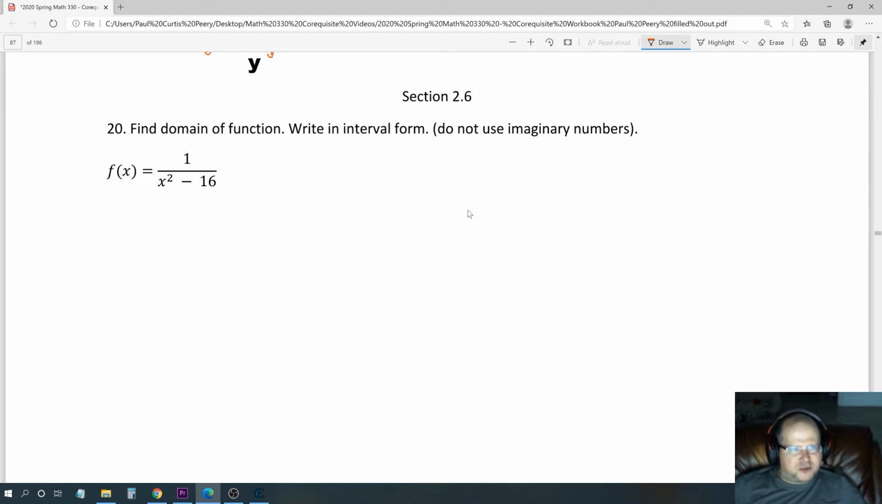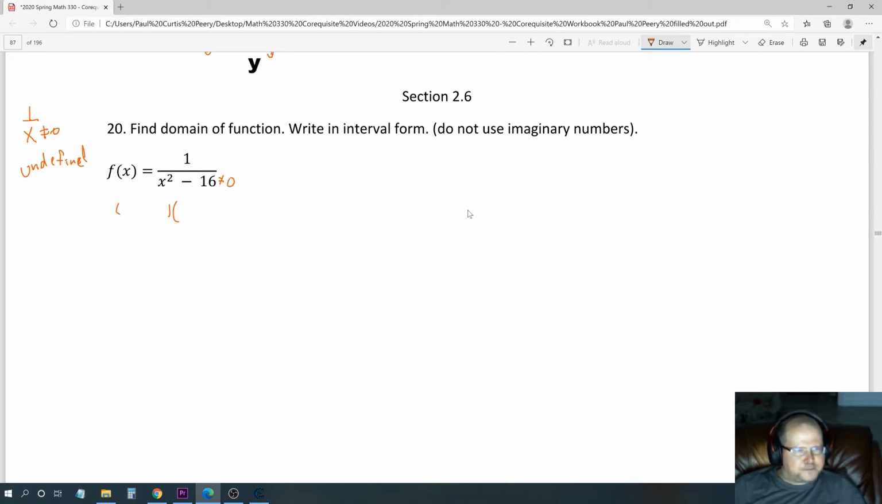Find the domain of the function, write in interval notation, do not use imaginary numbers. Okay, now, there is a limitation on the domain here because you have variables in the denominator. What we do not want is the denominator equal to 0, because that would make it undefined, right? Undefined. Okay, and we don't want that. So the denominator cannot be equal to 0. So if we set it equal to 0 and we solve it, that will tell us what it cannot be equal to.